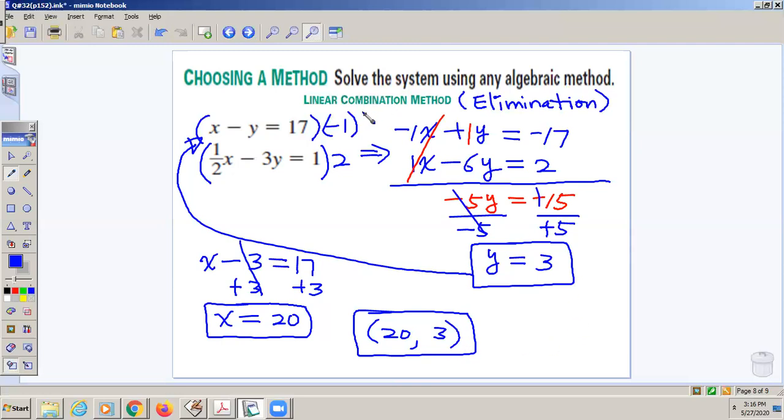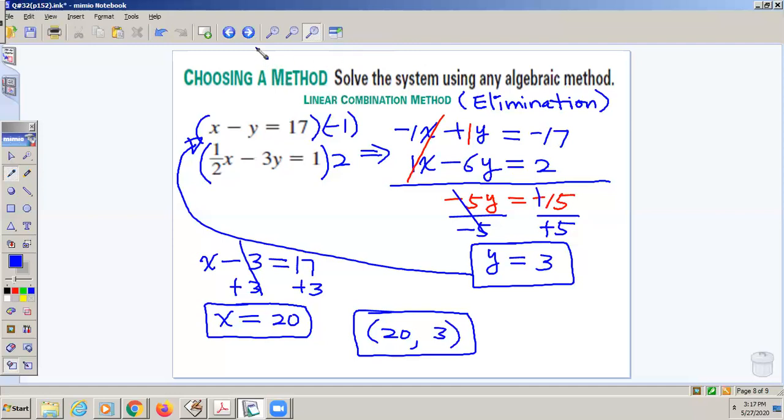Okay. Now, if you had chosen the substitution method, you would have gotten the same answer. You would probably have used the first equation to isolate either the x or the y, and then substituted into the other equation, right? You can still change this if you don't like the fraction and multiply by 2 first, and then substitute into this equation. And that will give you the same answer, okay?